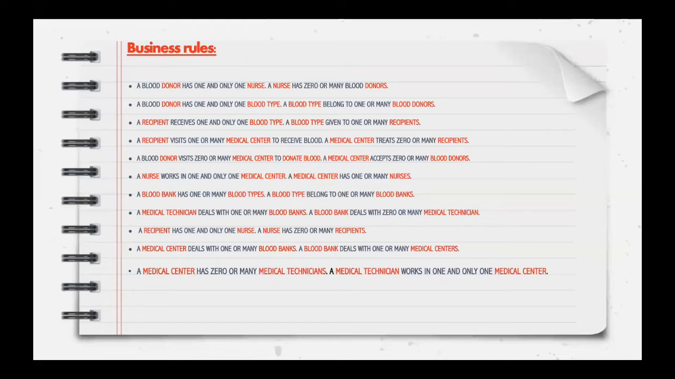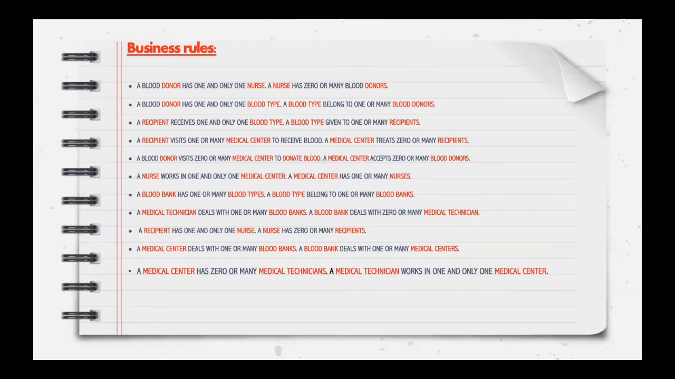A recipient visits one or many medical centers to receive blood. A medical center treats 0 or many recipients. A blood donor visits 0 or many medical centers to donate blood. A medical center accepts 0 or many blood donors. A nurse works in one and only one medical center. A medical center has one or many nurses. A blood bank has one or many blood types. A blood type belongs to one or many blood banks.